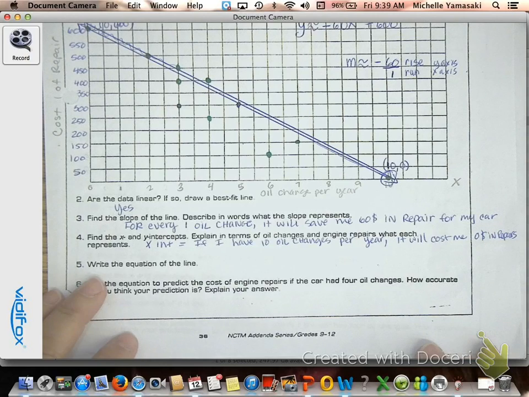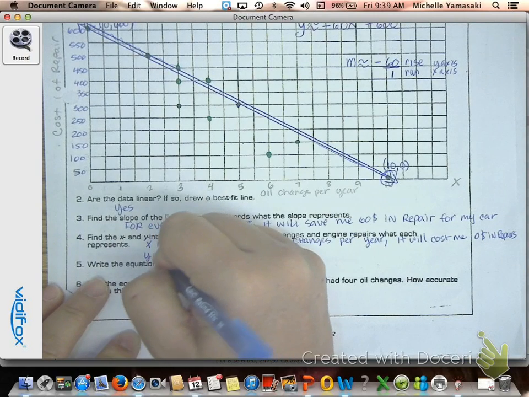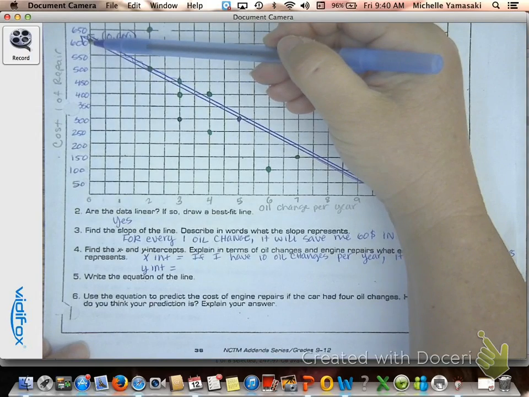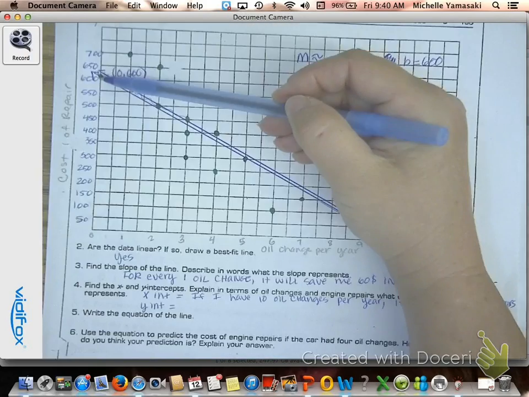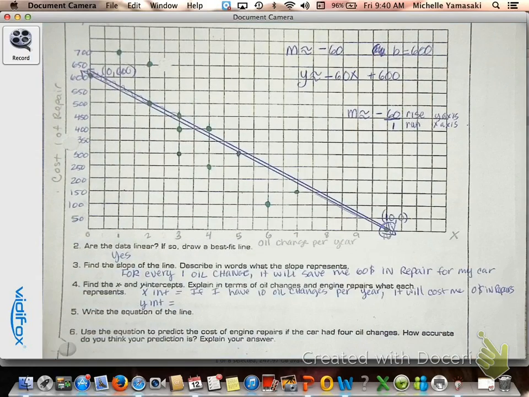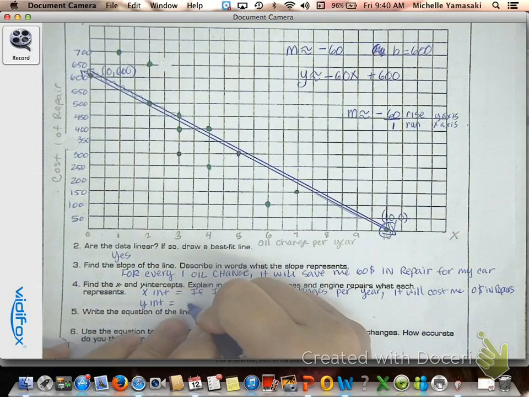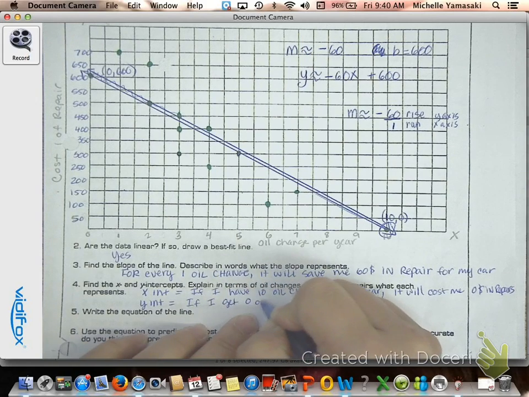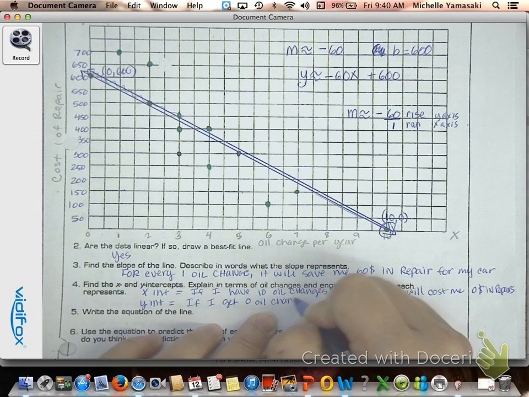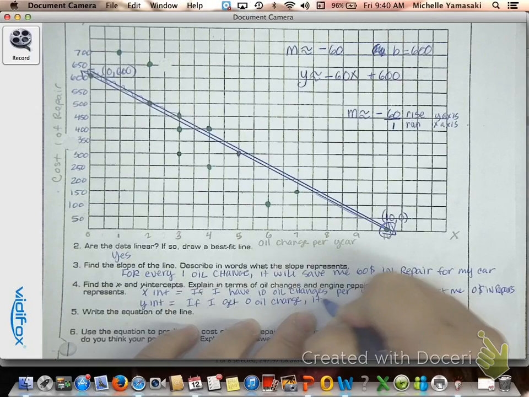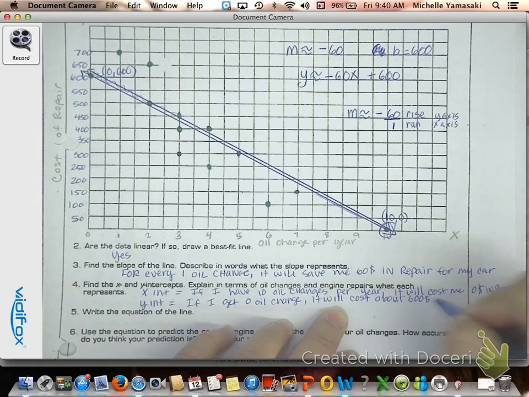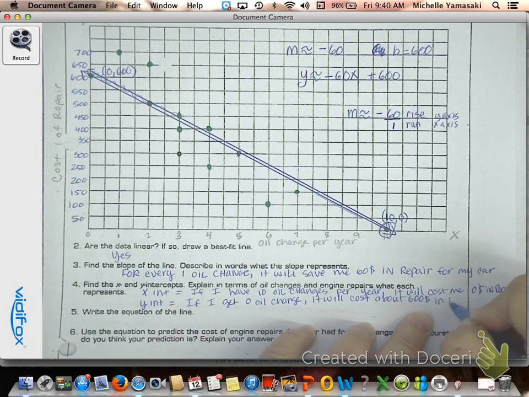Okay? You can tell me what the y-intercept represents. This y-intercept. Same thing, conceptually. Ari: If I get 0 oil changes, it will cost me about $600 in repairs.